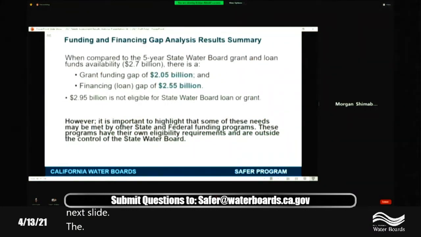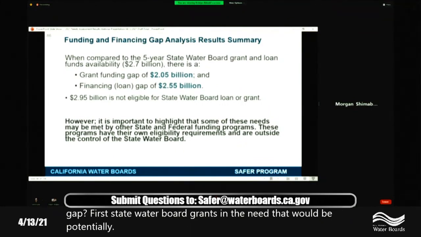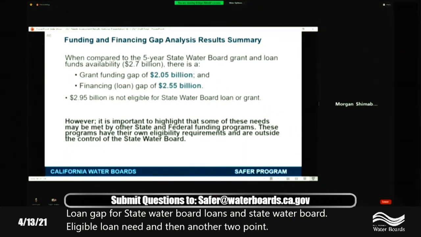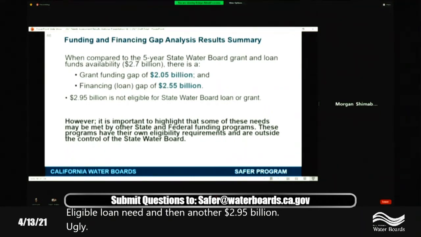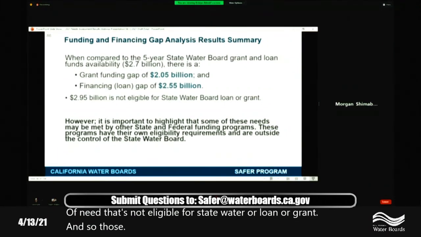The larger summary here is we found for grant funding an approximate $2.05 billion gap for state water board grants and the need that would be potentially grant eligible. We found a $2.55 billion loan gap for state water board loans and state water board eligible loan need. And then another $2.95 billion of need that's not eligible for state water board loan or grant. And so those are the 5-year cumulative gap numbers that we identified.